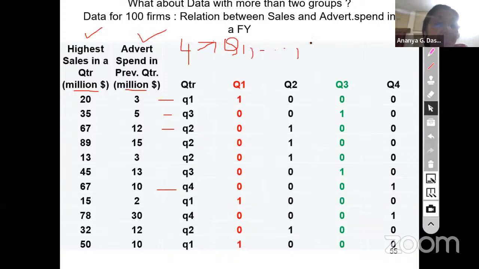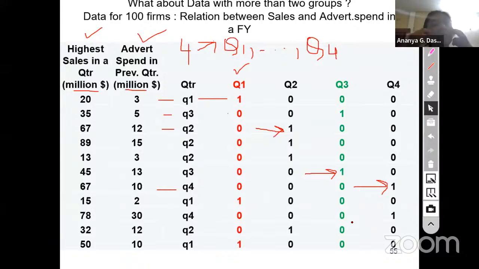So how do I turn these into dummies? Well, I simply define 4 dummies. Look at my dummy Q1. It's 1 if the sales are in quarter 1, and 0 otherwise. Q2 is 1 if it's a sale in quarter 2, 0 otherwise. Q3 similarly is 1 if it pertains to a sale in quarter 3, 0 otherwise. And so on for Q4.